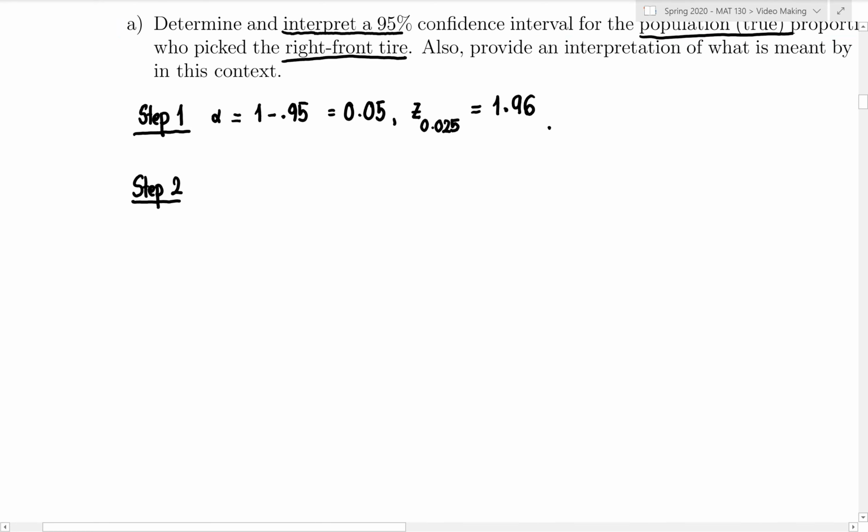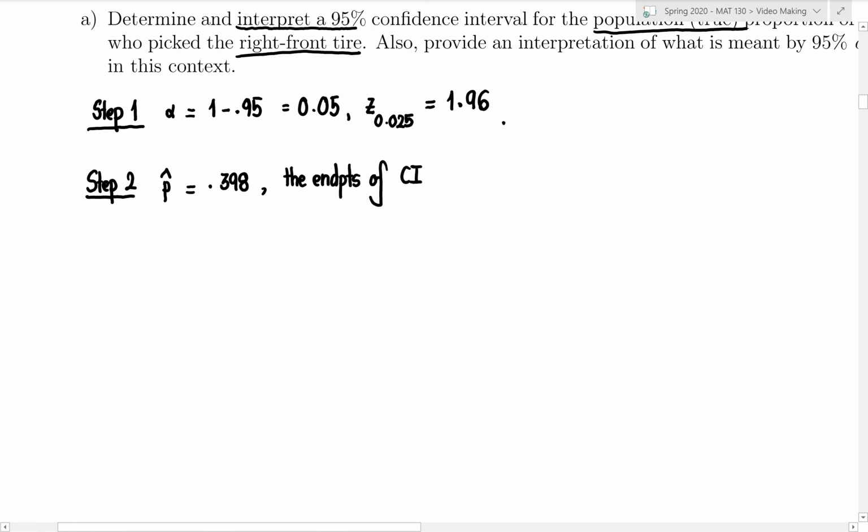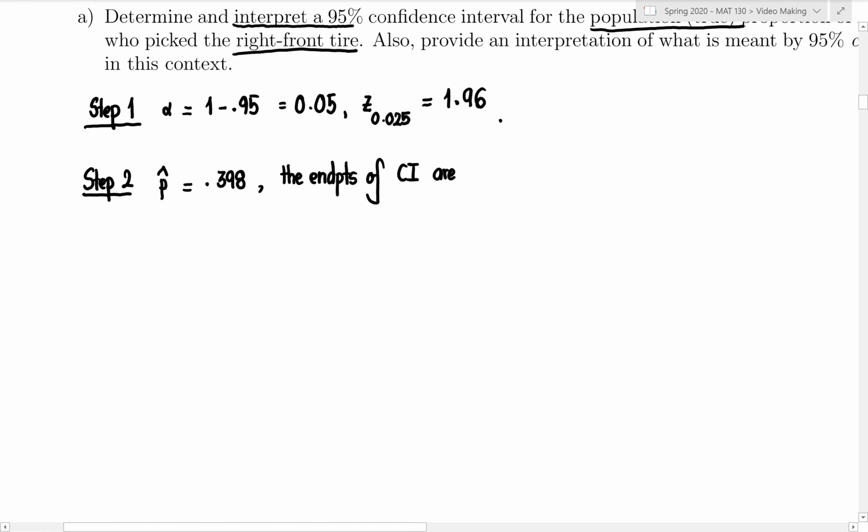confidence interval. And remember from earlier, our p hat was 0.398. That was the proportion of people in our sample that picked the front right tire. So once we know that, the endpoints of our confidence interval are going to be, again, the observed statistic plus or minus z alpha over 2 times the standard error, which in this case here is the square root of p hat times 1 minus p hat divided by n.